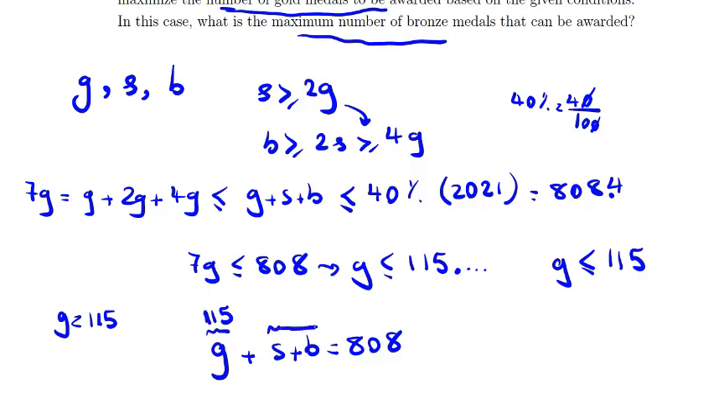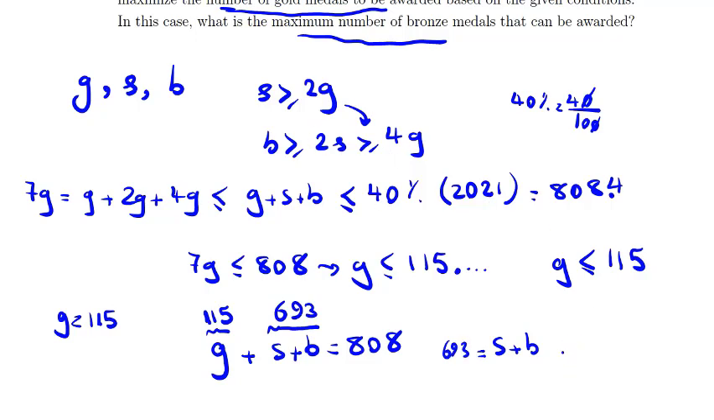And then because G is 115, we consider G plus S plus B at its maximum number, 808. And here it will be what? This minus this. 8 minus 5, 3. 10 minus 1, 9. And here 7 minus 1, 6. So now we say S plus B is 693.